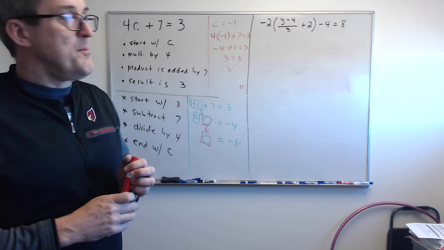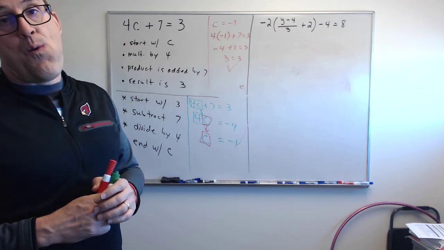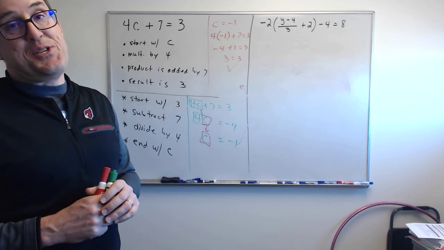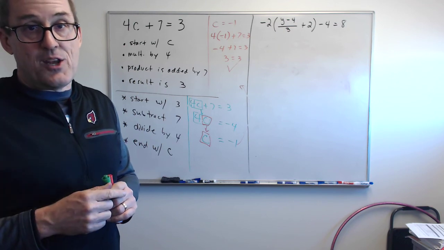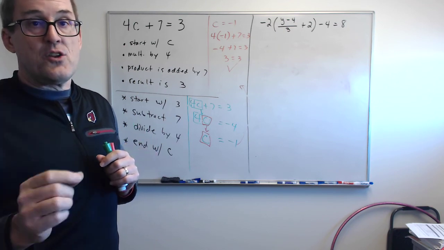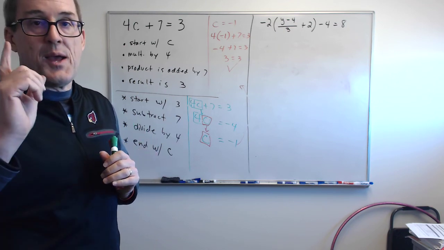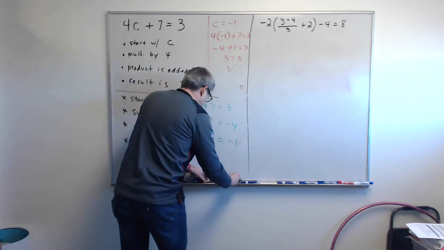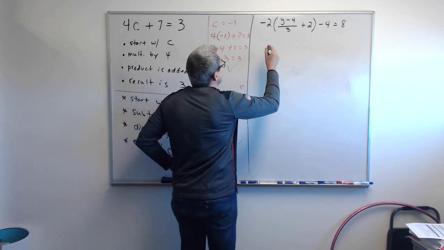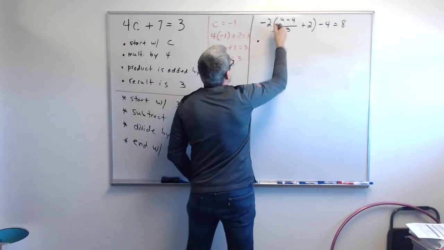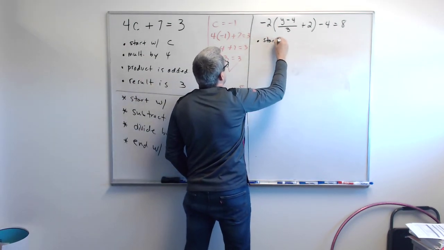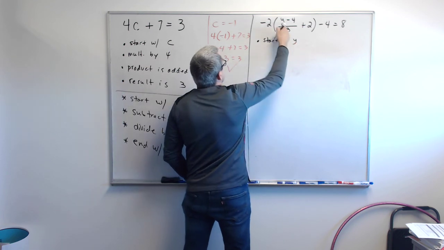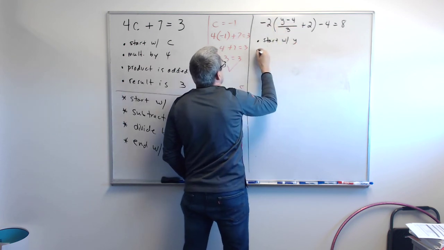But let's try one more. Over here, a little bit messier equation, but will you please pause the video and first write your construction story. Pause now. All right, construction-wise, start with y. First thing we do to y is we subtract 4.